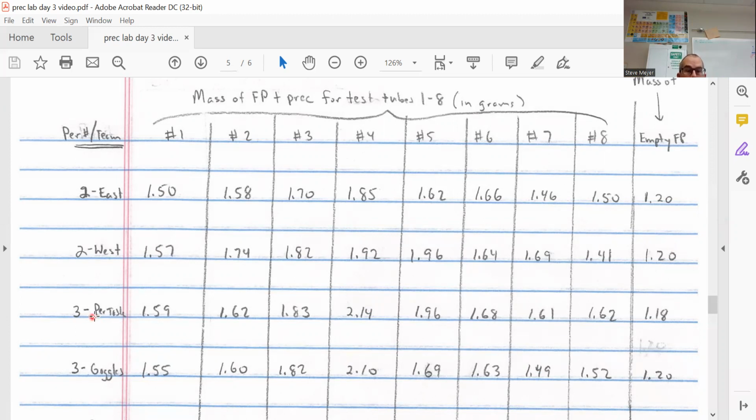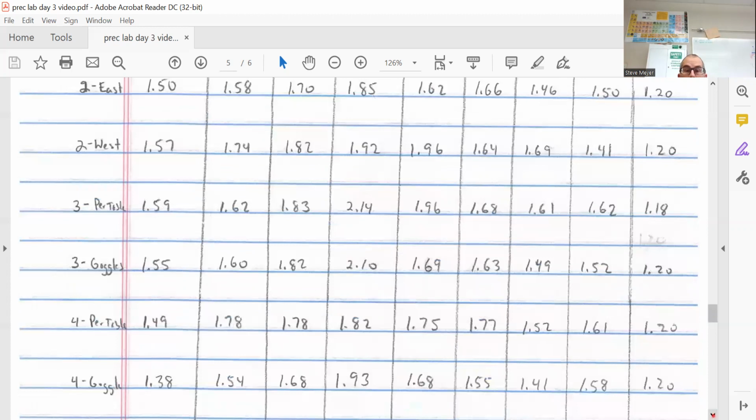Okay, period 3 near the periodic table, which would be the east side. This would be your data. In period 3 on the goggles side or the west side, this would be your data right here. Okay, so you can take a look, match that up to your class. However, if you're in periods 4 or 5, you're gonna be doing the same thing.